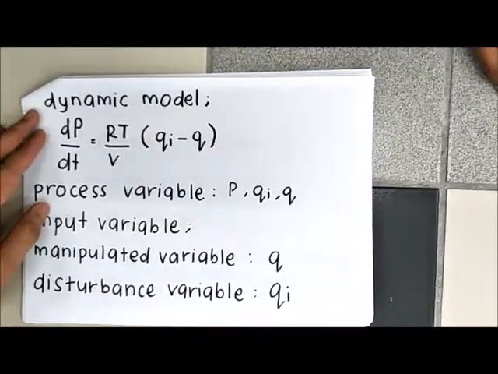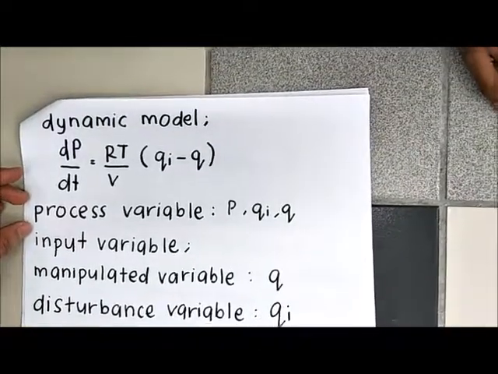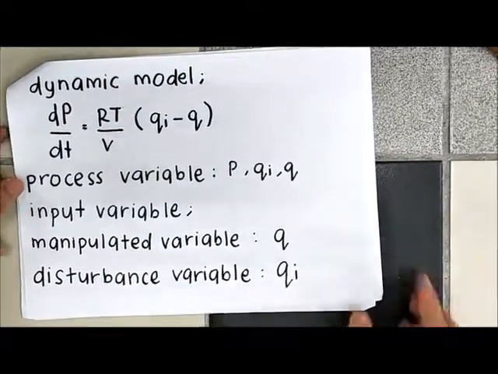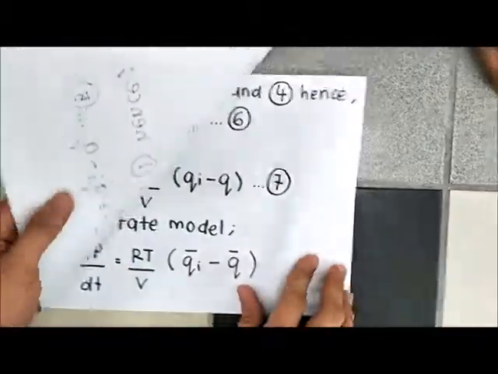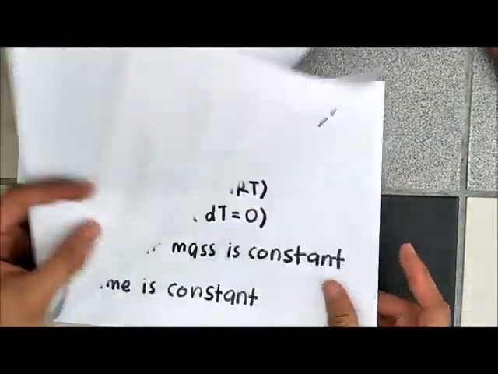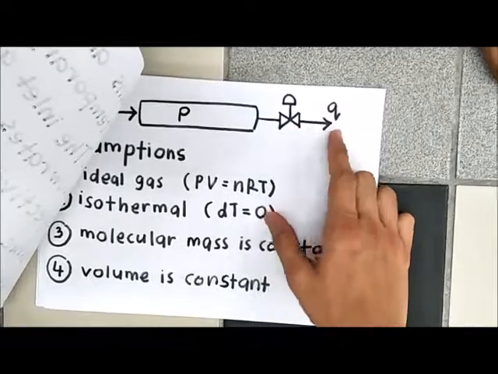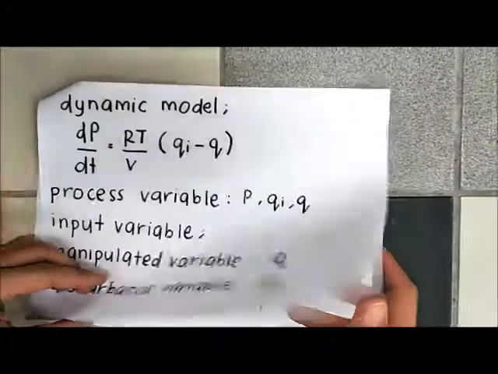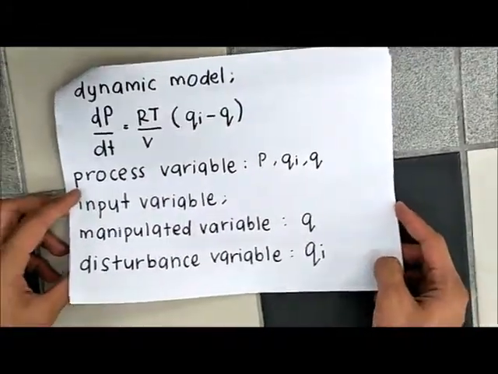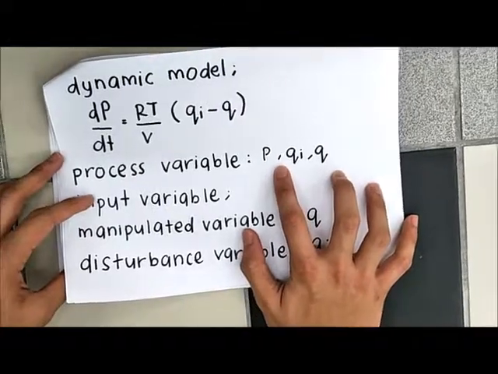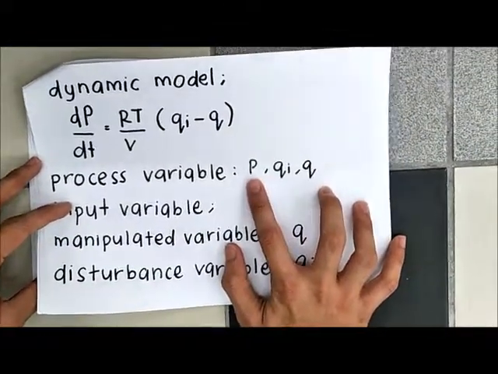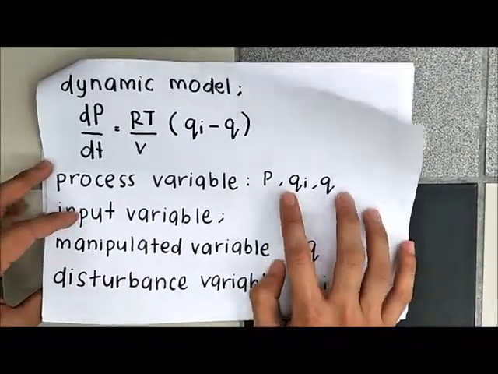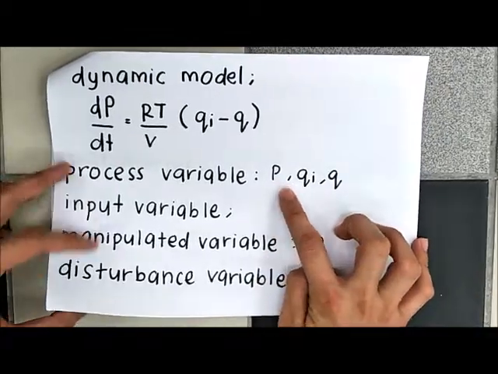So for process variable, firstly we have to determine what is the manipulated variable. So the manipulated variable is Q because, as we can see from the question, we change the valve here, so this is the manipulated variable. Hence, the Qi is the disturbance variable. For the process variable, we know that we only change P. We want P. P is the control variable.